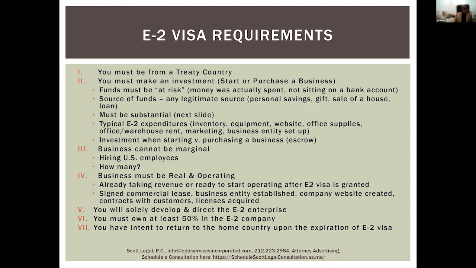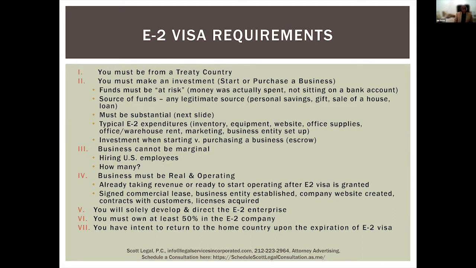We talked a little bit as well about some of the types of E2 visa expenditures. One that I didn't mention earlier was inventory. If you are setting up a business that does require inventory, then that can be a great expenditure. But really, as I said, anything that's required to get the business up and running. So we talked about equipment, but also website, office supplies, if you're leasing premises, if you're paying for marketing, all of those things are relevant.